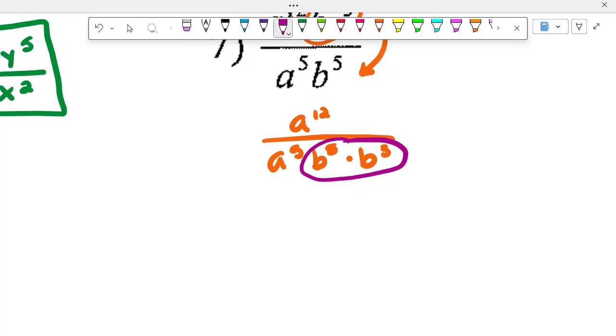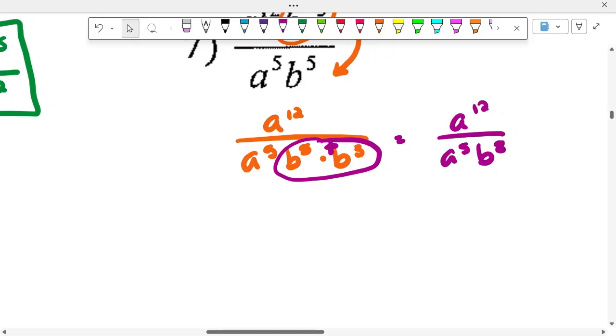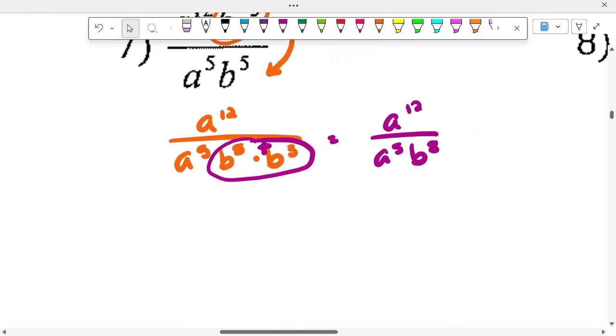So I'm going to combine the b's. How? Add them. So this would be a to the 12th over a to the 5th, b to the what? What's 5 plus 3? 8. All right, so the b's are done. But I still have 2 a's. How can I get the 2 a's down to 1 a?